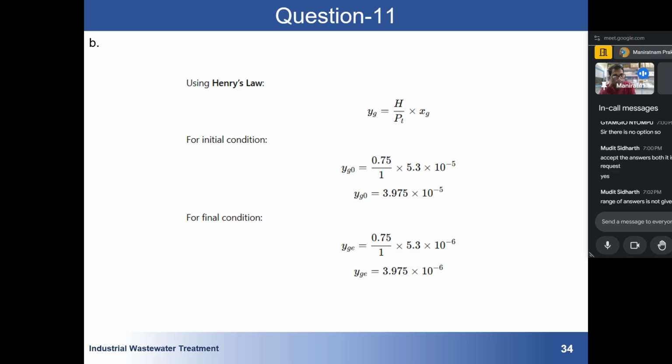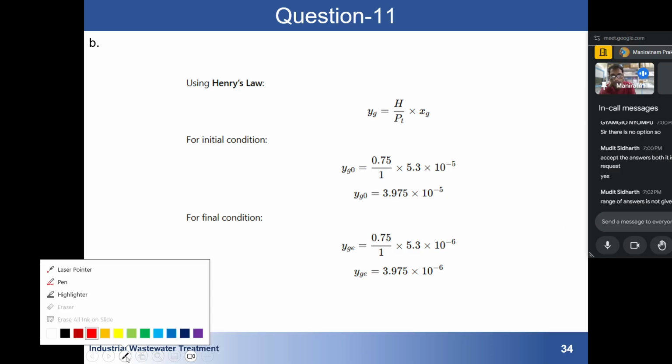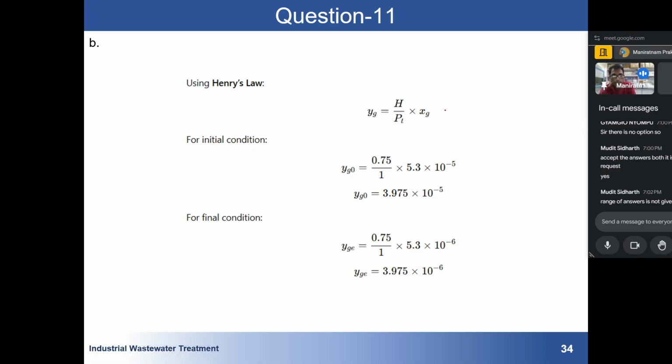So initially, you have already found x, the mole fraction in water. Then we will just divide it, put in the values, and find the ammonia concentration in air initially and the ammonia concentration in air after the treatment.